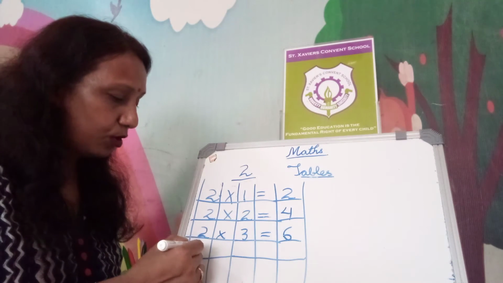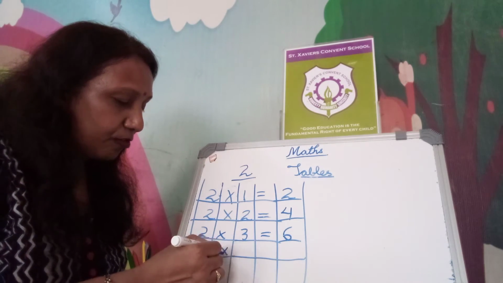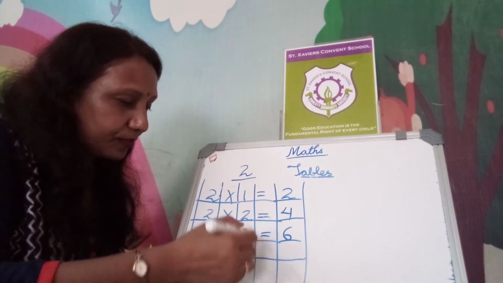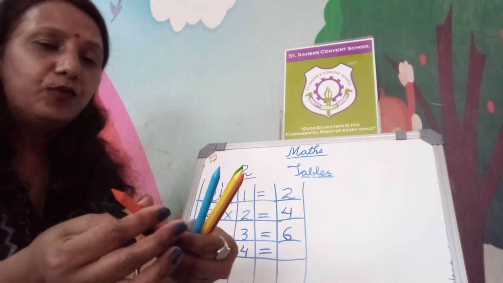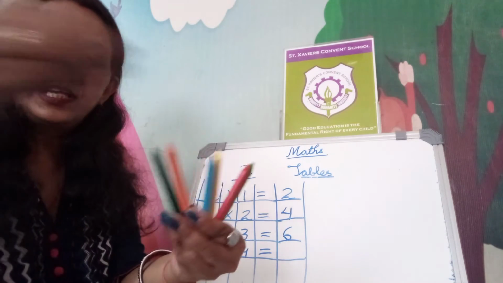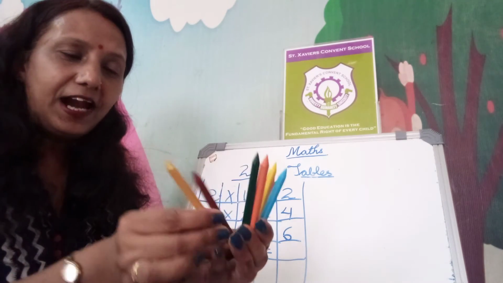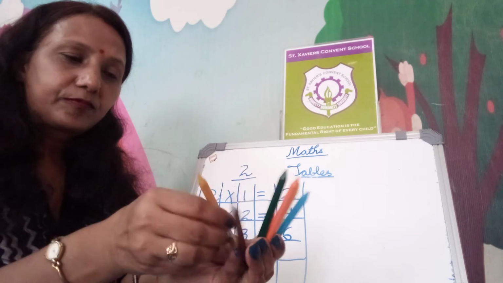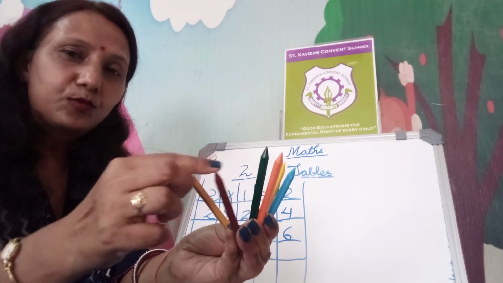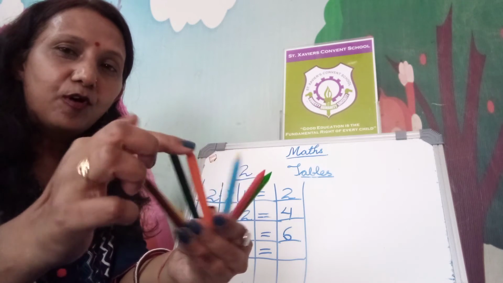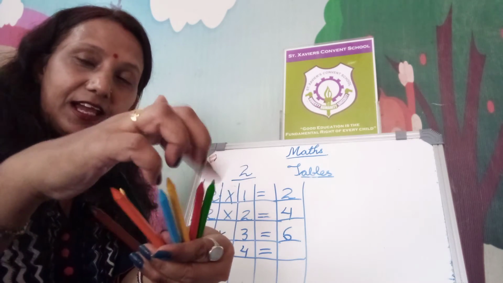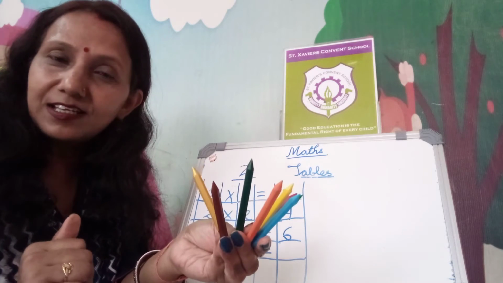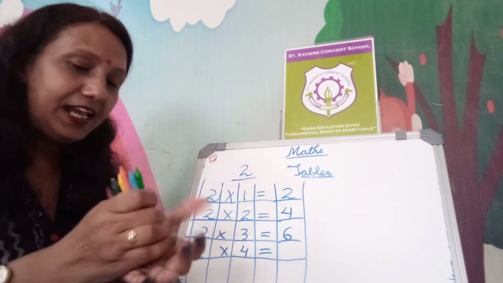Now 2 fours are... 2 one time, 2 two times, 2 three times, 2 four times. Now add it: 1, 2, 3, 4, 5, 6, 7, 8. What will be the answer? The answer will be 8.